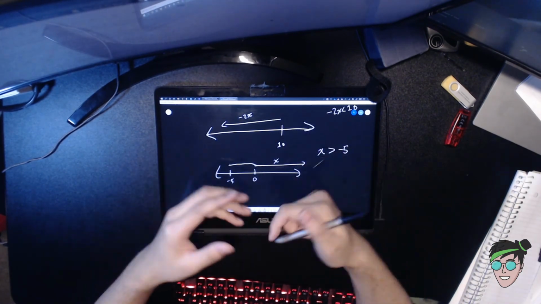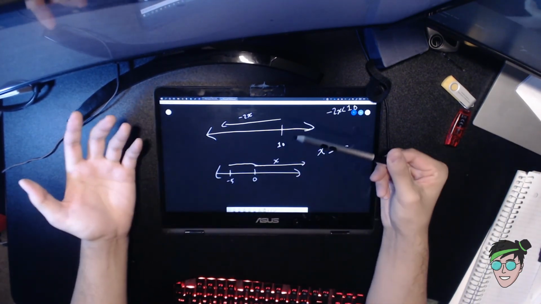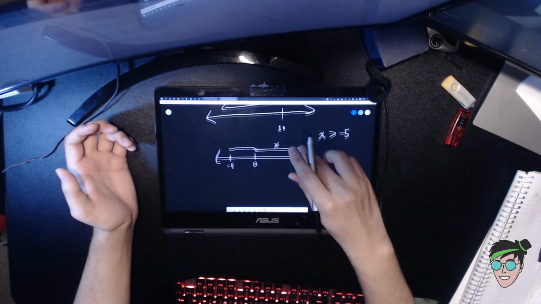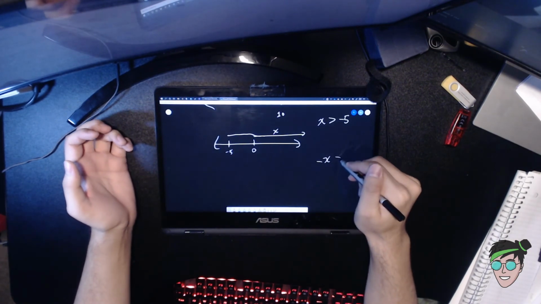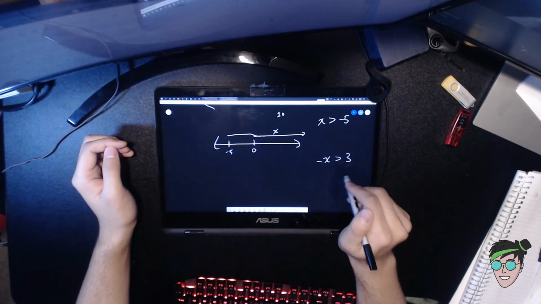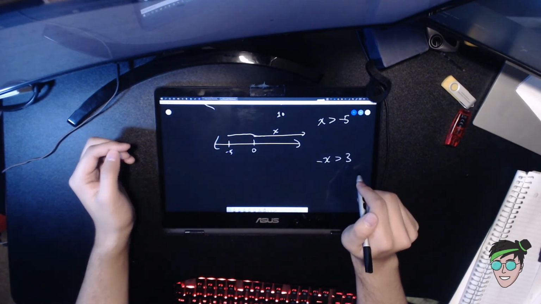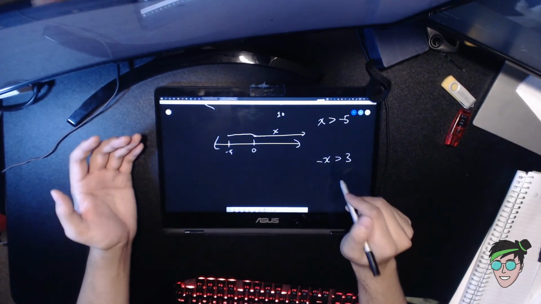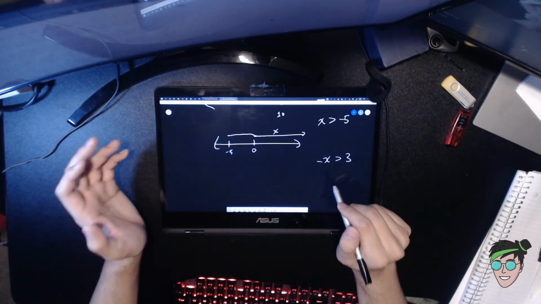If this doesn't make sense, try your own easy examples. What about negative x is greater than 3? We're looking for numbers negative x, which are greater than 3, which means that x itself has to be less than negative 3 for this to work.